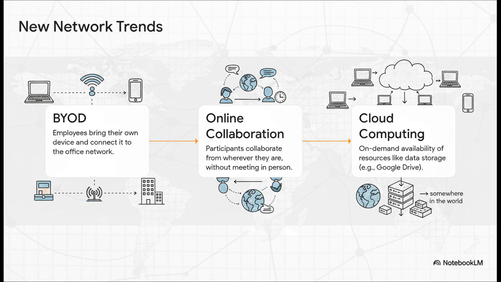That's the idea that employees can use their own personal laptops and phones to securely connect to their office network from anywhere. And that, of course, leads right into online collaboration. Teams can work together in real-time meetings from different cities, different countries, without anyone ever having to get on a plane. And what powers all of this? Cloud computing. Every time you use something like Google Drive, you're just storing your files on some server somewhere out there in the world and then accessing them whenever you want from any device. That is the power of this global network, right there in your hands.